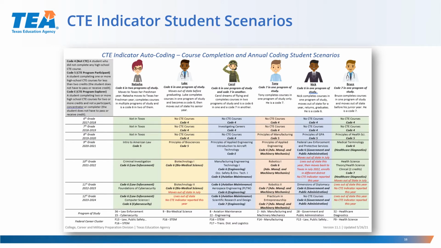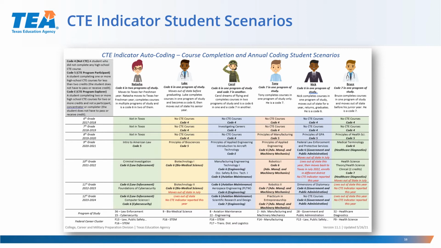TEA also provides a set of student scenarios. The student scenarios demonstrate student course completion patterns and the resulting CTE indicator coding. We know that some students migrate from one LEA to another during their academic career, and some move out of the state, and some of those students even return.